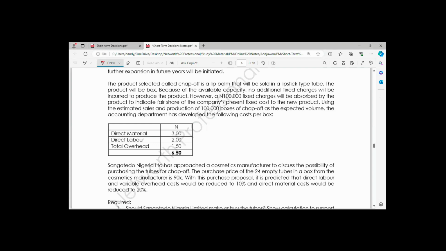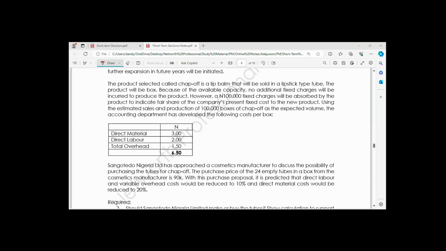Shangote Nigeria has approached a cosmetics manufacturer to discuss purchasing the tubes for Chap Off. The purchase price of the 24 empty tubes in a box from the cosmetics manufacturer is 90 kobo. With the purchase proposal, it is predicted that direct labor and variable overhead costs will be reduced by 10% and direct material costs will be reduced by 20%.